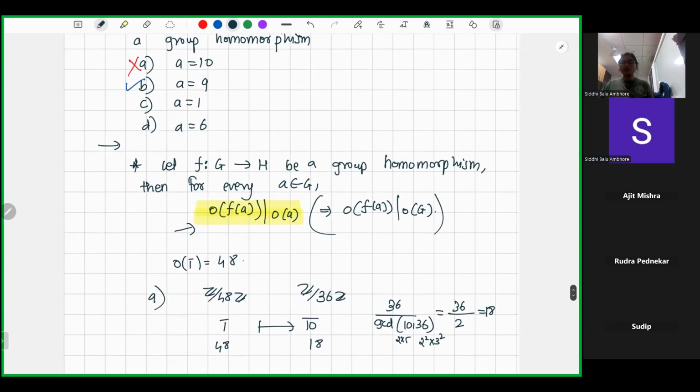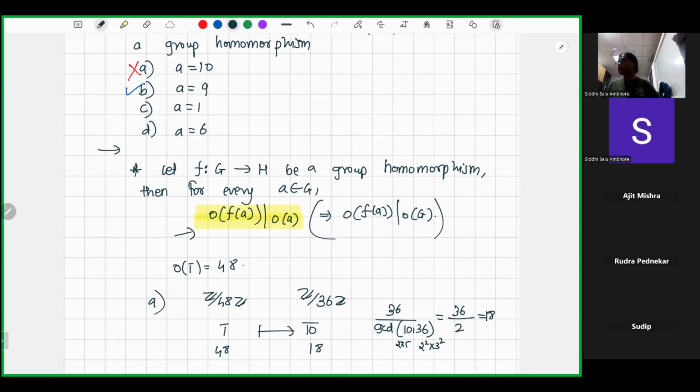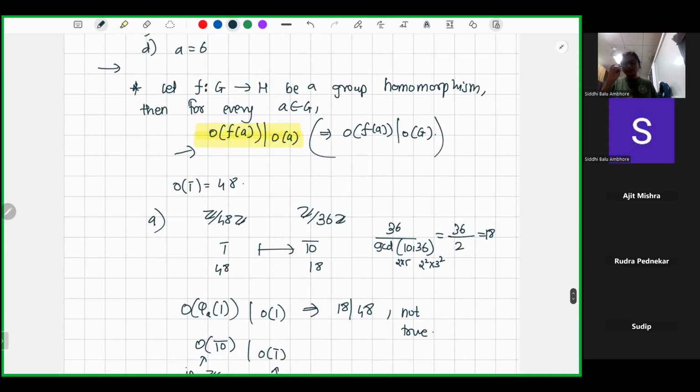Okay, so all we did was use this information: if f is from G to H, a group homomorphism, then the order of f of A divides the order of A. And why does this happen? Because in a group homomorphism, the identity of G goes to the identity of H. This is always there. There might be many other elements which go to the identity of H, but the identity of group G must go to the identity of group H.